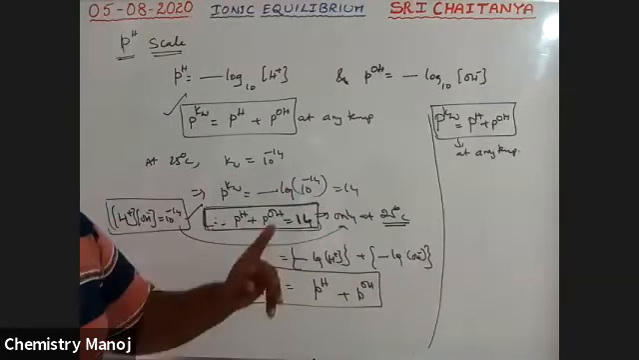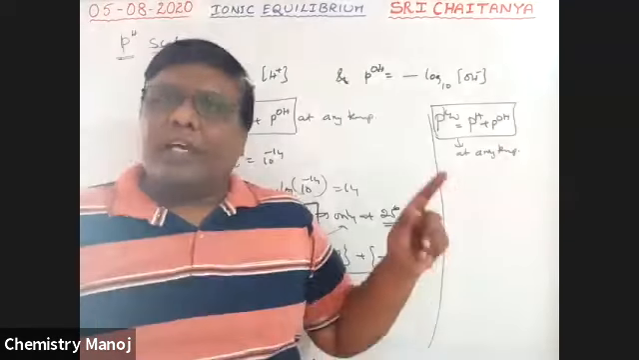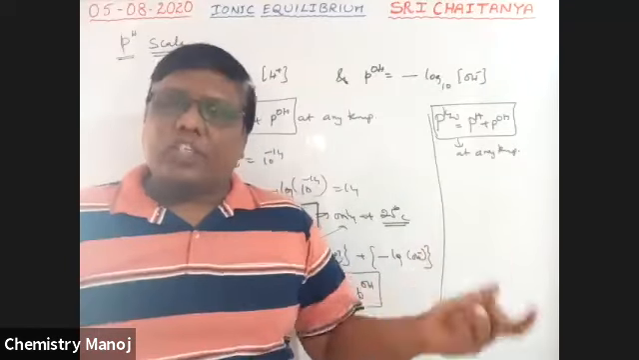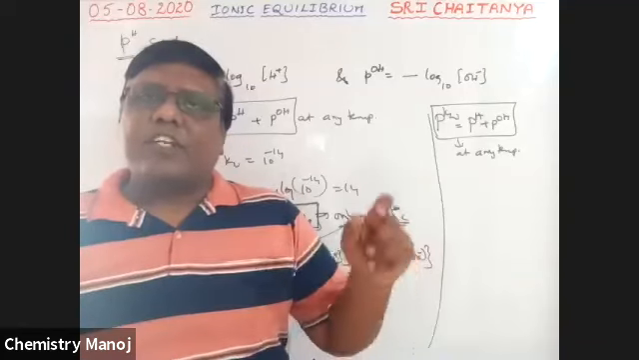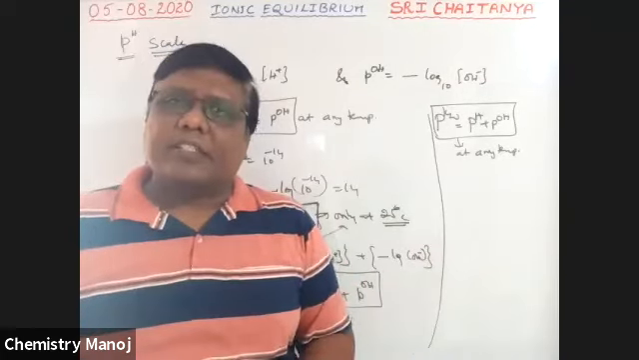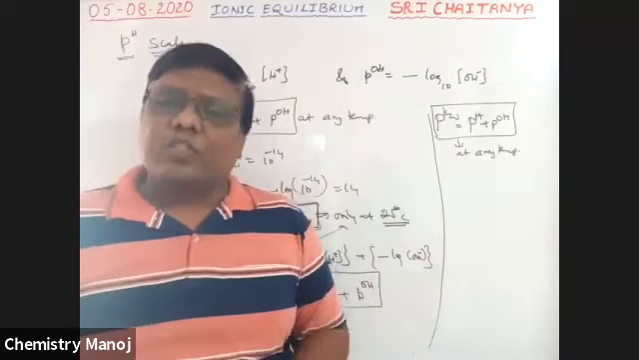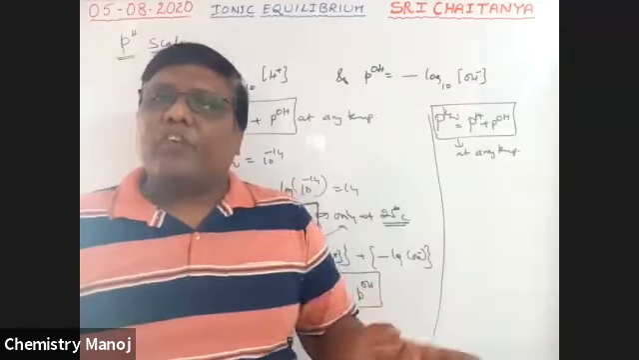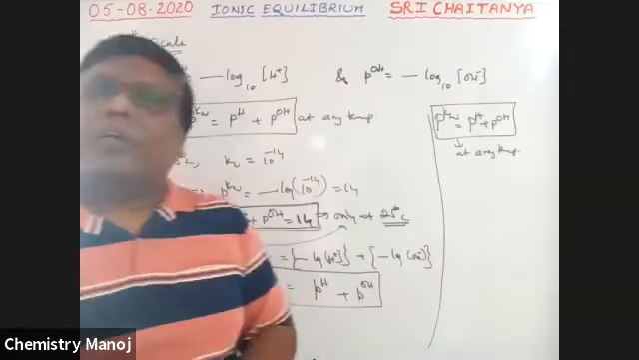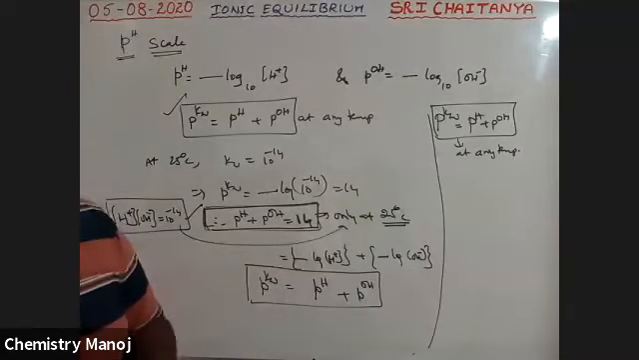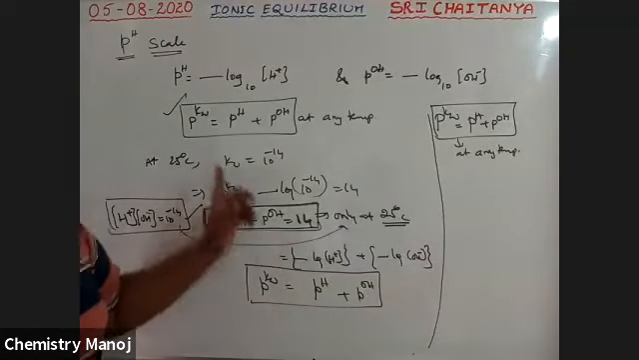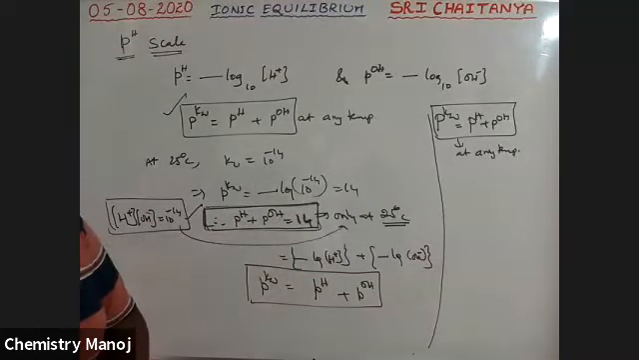So once again, I repeat. As the temperature increases, dissociation of water increases. As dissociation of water increases, the concentration of H plus and the concentration of OH minus increase. That means the product of the concentrations of these two values also increases. Therefore, the Kw value also increases. So this is the way to find out pH in different cases.